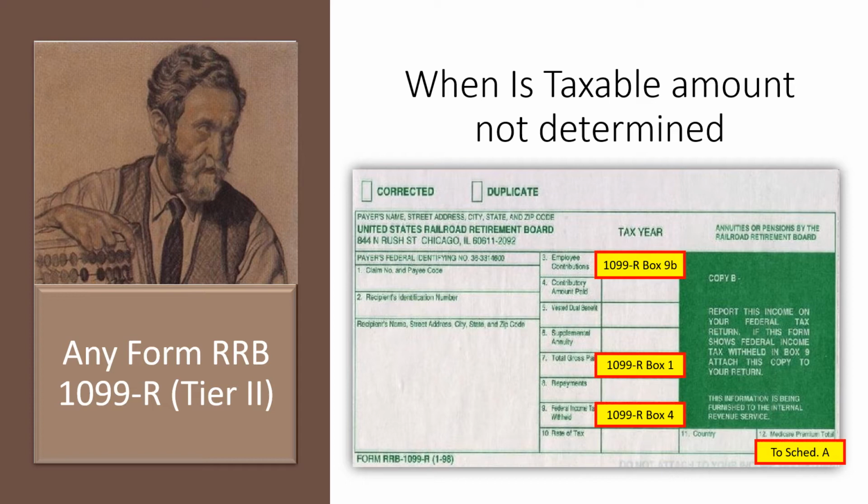And then there's a little box down at the bottom, box 12, the Medicare premium paid. And that would be something that flows to Schedule A if we have a taxpayer who is itemizing their deductions. Itemizing deductions is an advanced topic that we'll talk about in a few lessons, so don't worry if you're not knowing what's going to happen there.